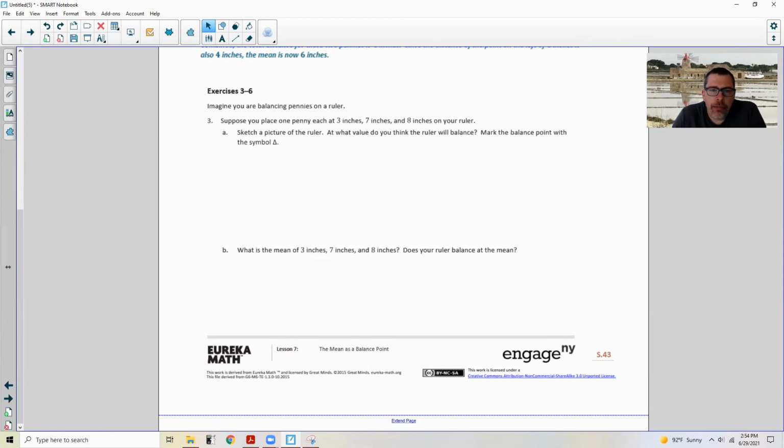Imagine you are balancing pennies on a ruler. Suppose you place 1 penny each at 3 inches, 7 inches, and 8 inches on your ruler. Sketch a picture of the ruler. At what value do you think the ruler will balance? Mark the balance point with the symbol, which looks like a little triangle or delta.